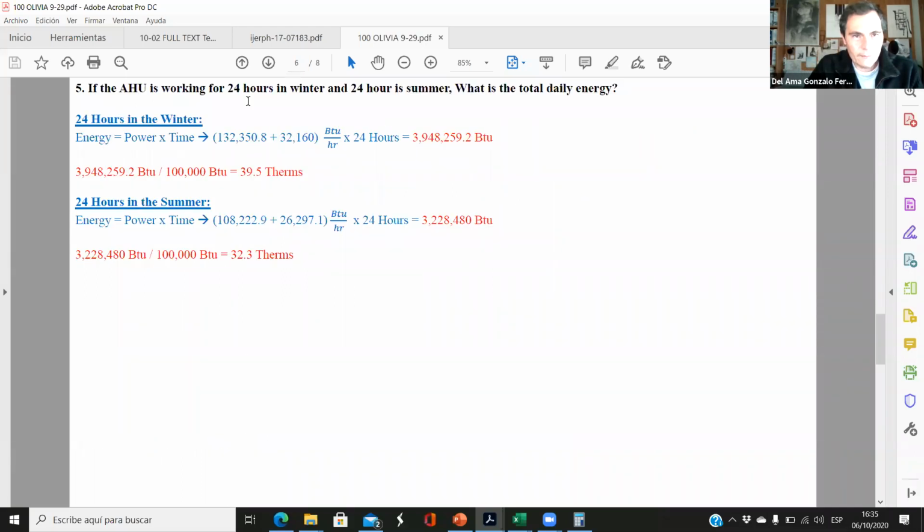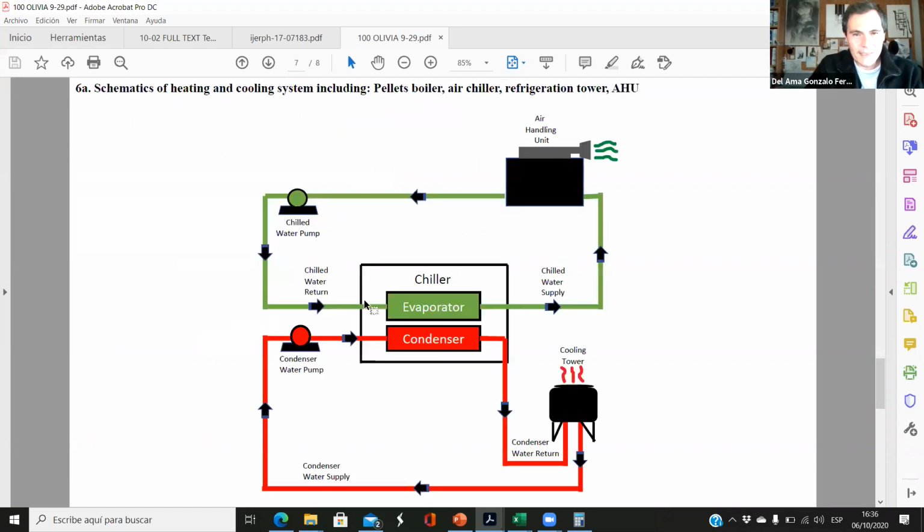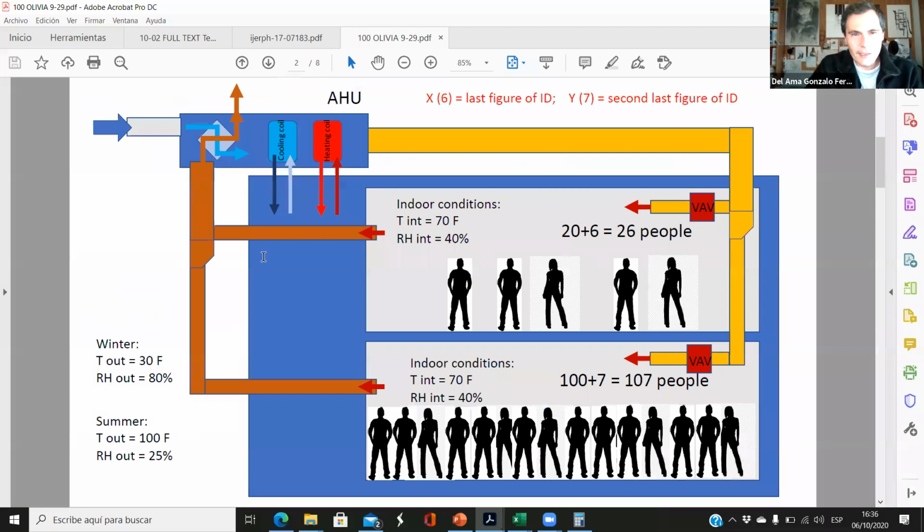Because this is then you have calculated the energy. Okay, so just multiplying power by time. So you have the total power here times 24 hours, and then we have the energy. Okay, that's fine. But this is the air handling unit without the heat recovery.